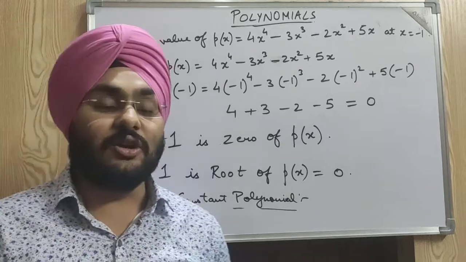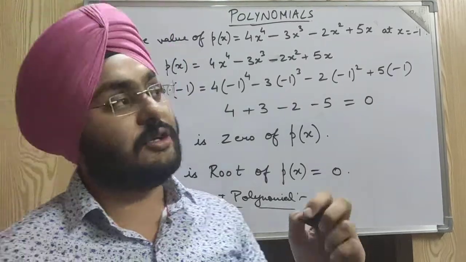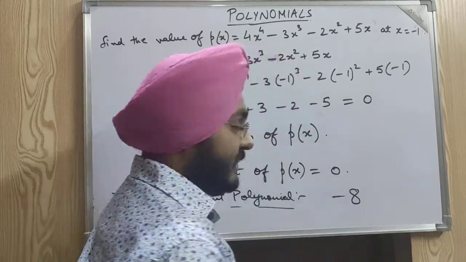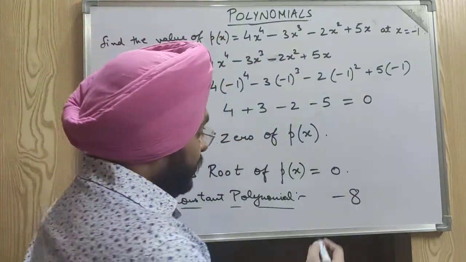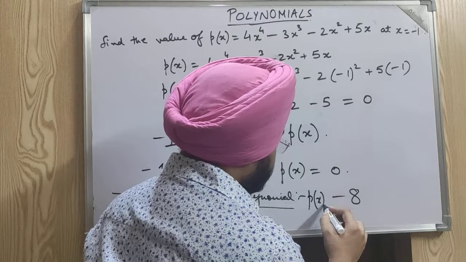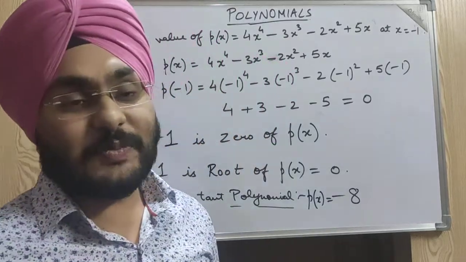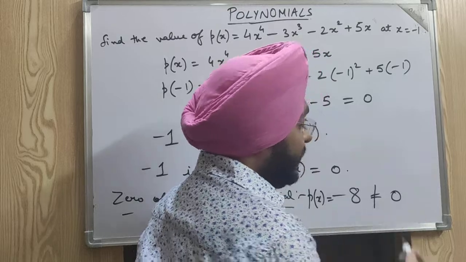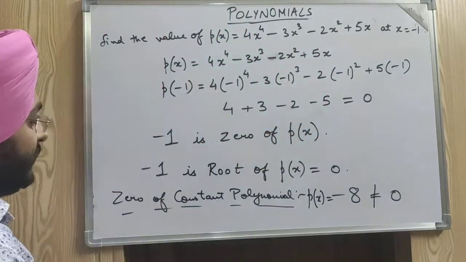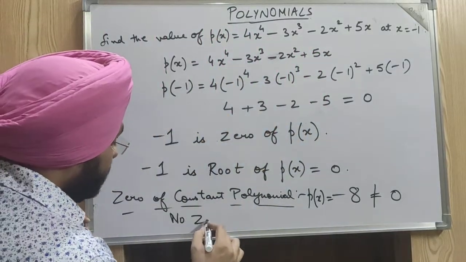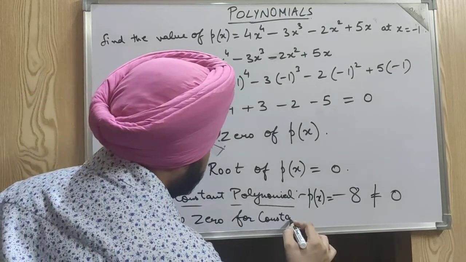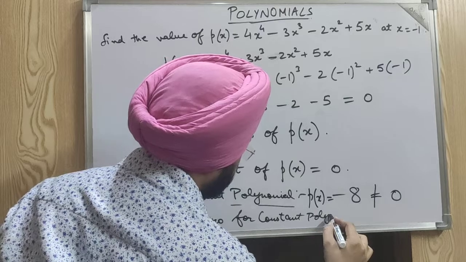Okay, so what's the zero of a constant polynomial? Suppose I'm taking a constant polynomial, minus 8. So I will write p(x) equals minus 8. Can this be equated to 0? This will never be equal to 0. So I will say no zero. There will be no zero for a constant polynomial.